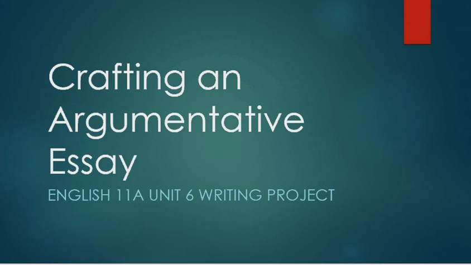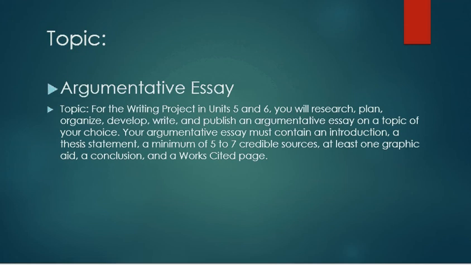Okay, let's start with the topic. The topic for this writing project in Units 5 and 6: you will research, plan, organize, develop, write, and publish an argumentative essay on a topic of your choice. Your argumentative essay must contain an introduction, a thesis statement, a minimum of 5 to 7 credible sources, at least one graphic aid, a conclusion, and a works cited page. So what I'm going to focus on in this video is mainly showing you how to set up the essay part of this. There's also a rubric within the system that shows you how to do your works cited and how to do what's called parenthetical citation, which is something that you need to have inside of a research paper.